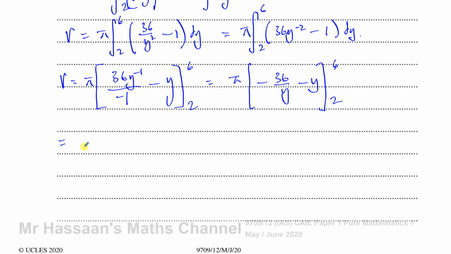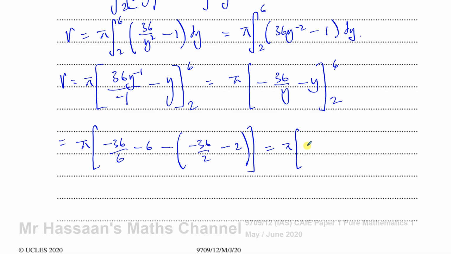Now we can evaluate this, so don't forget the pi, as I said always. You'll have pi. Now we're going to put 6 into here. So we'll have minus 36 over 6 minus 6. Okay, and then you're going to have minus, and now we're going to put 2 in here. So you have minus 36 over 2 minus 2. And that gives us pi times minus 6 minus another 6, minus, and here you're going to have minus 18 minus 2.